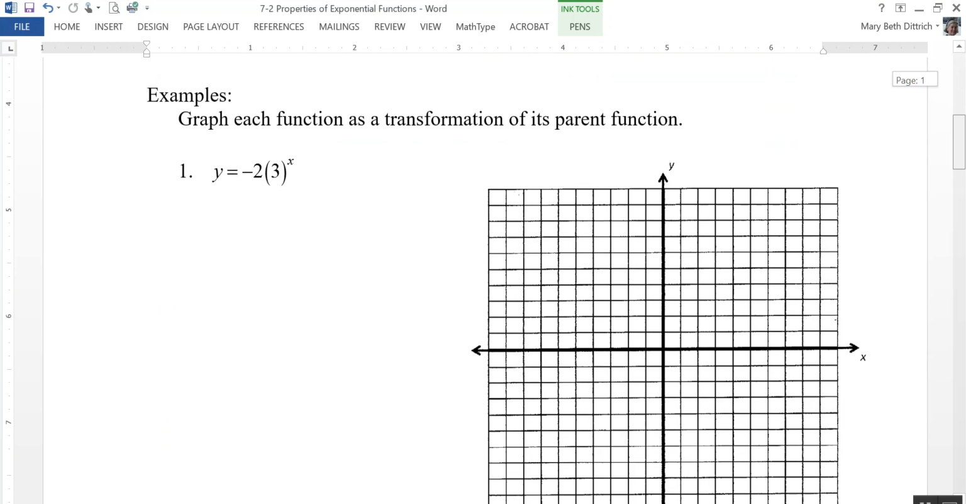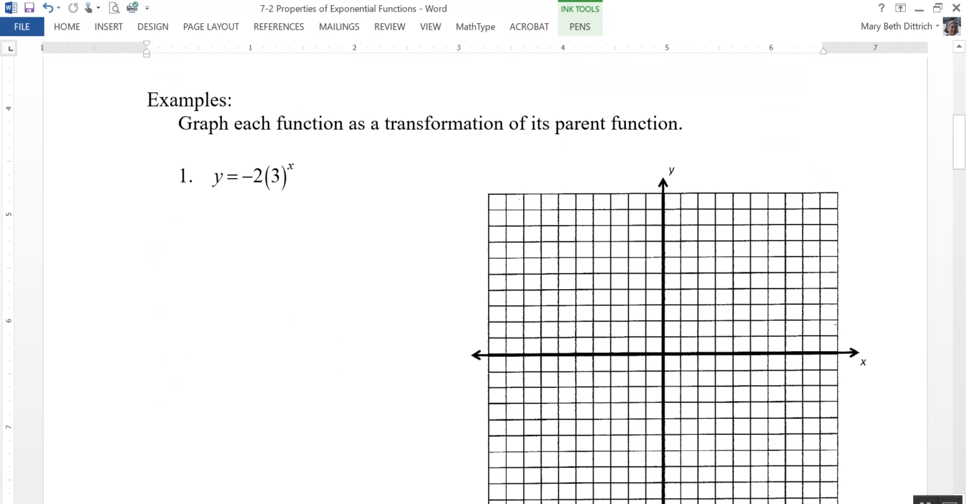So we need to graph each function as a transformation of its parent function. Here you have y equals negative 2 times 3 to the x. The parent function is actually y equals 3 to the x. And this negative 2 here is going to give me a stretch and a reflection. A stretch because it's a 2, and a reflection because the 2 is negative. But let's go ahead and graph our parent function here.